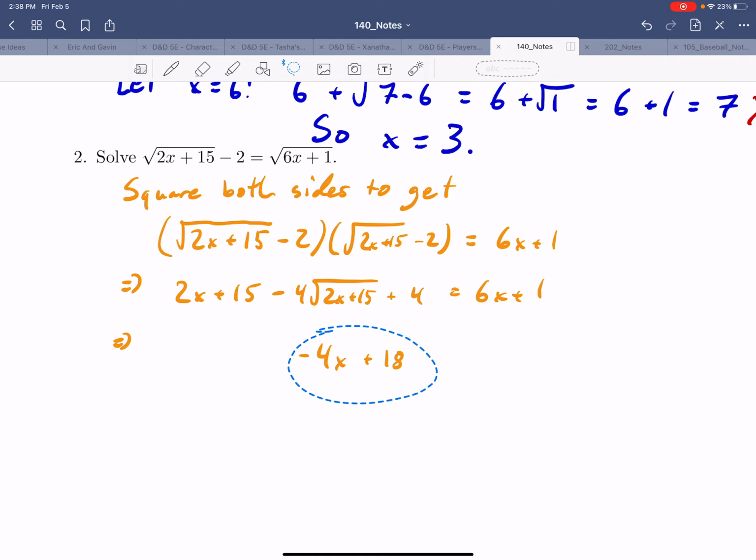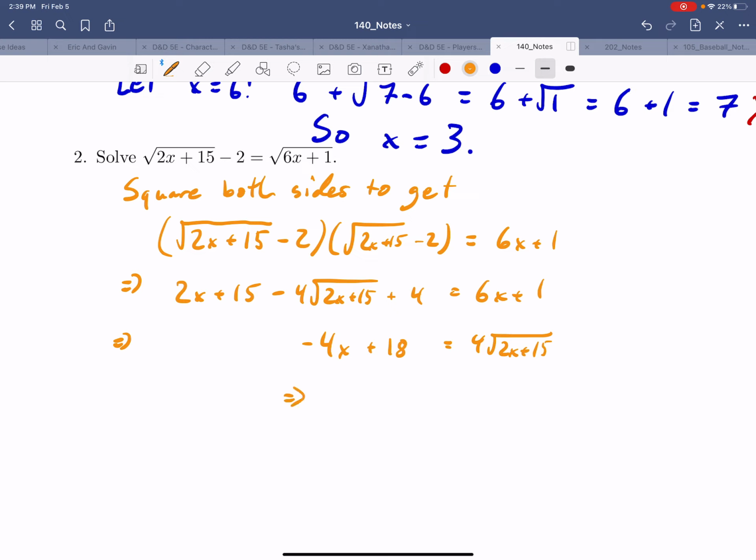Make this a little bit closer over here. And then this is going to equal 4 times the radical 2x plus 15. See, we subtracted the 6x to get from the 2x to negative 4x. 15 plus 4 is 19 minus 1 is 18. All right. Now, if you want, you can divide both sides by 4. I'm not going to do that, but you can if you like. Anyway, what we're now going to do is square both sides.